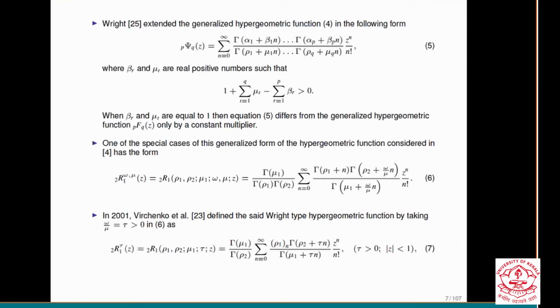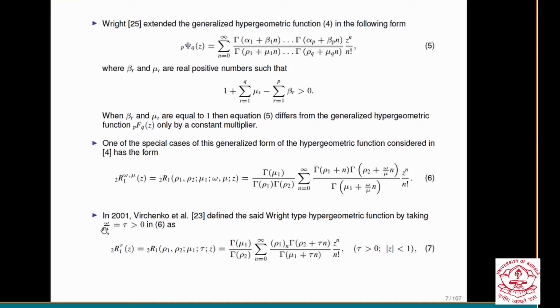And next one is 2001. Varchenko defined this right type hypergeometric function by taking this omega upon mu equal to tau, which is greater than 0, and she defined this equation number 7 like this. Basically, here you will see these two parameters are in a gamma function, and one is in a Pochhammer symbol.